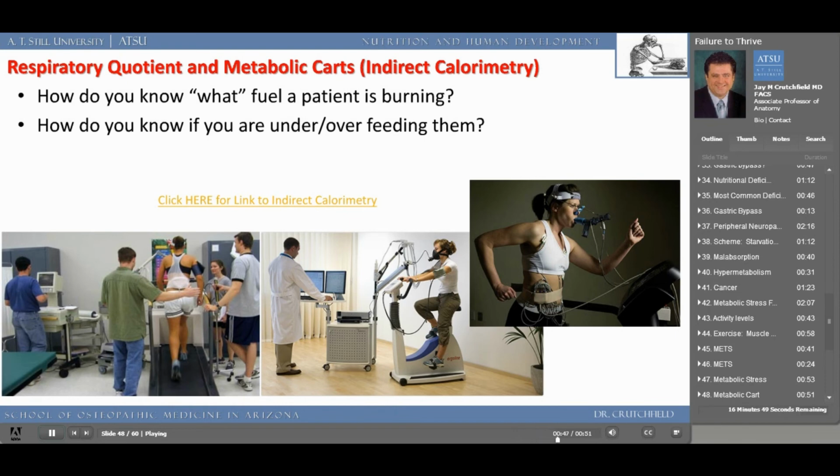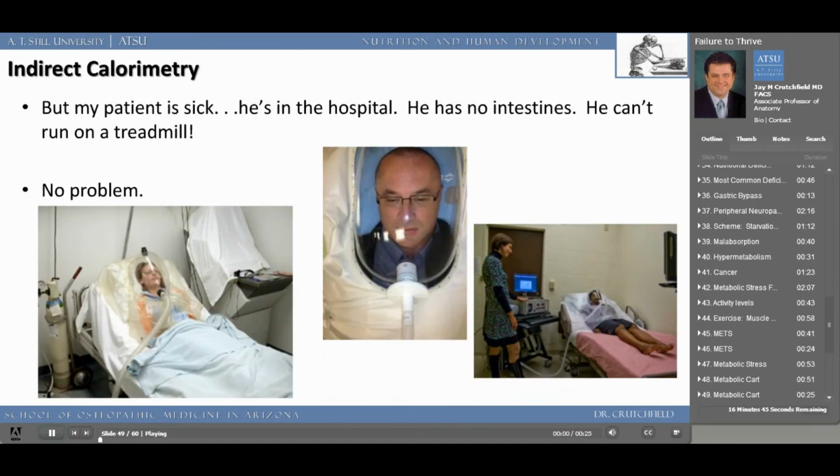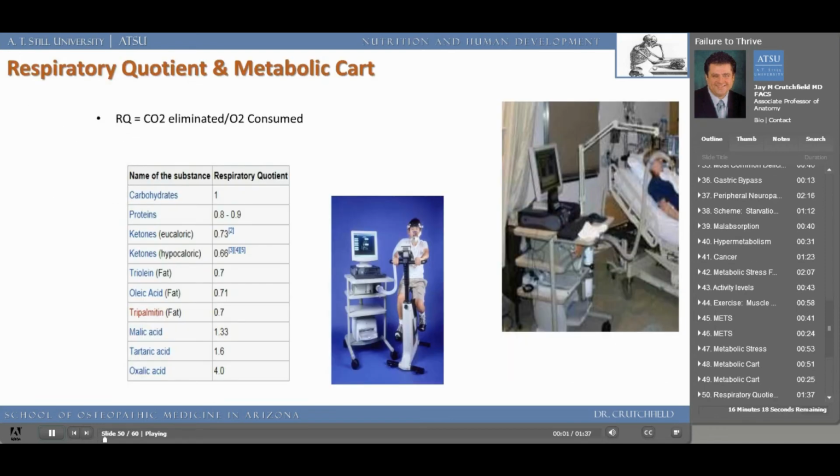How can we use this equation to determine how much to feed them? Well, let's take a look at some of the numbers. If our patient is in a hospital and we need to assess them and they're unable to walk, we can do one of these tests. The metabolic cart can actually be used over the patient's head and face and neck, and we can still measure the amount of CO2 produced. It's still not an issue. If a patient's on a ventilator, it's actually even easier. We just hook it up to their endotracheal tube. The metabolic cart helps us to measure what's called the respiratory quotient.